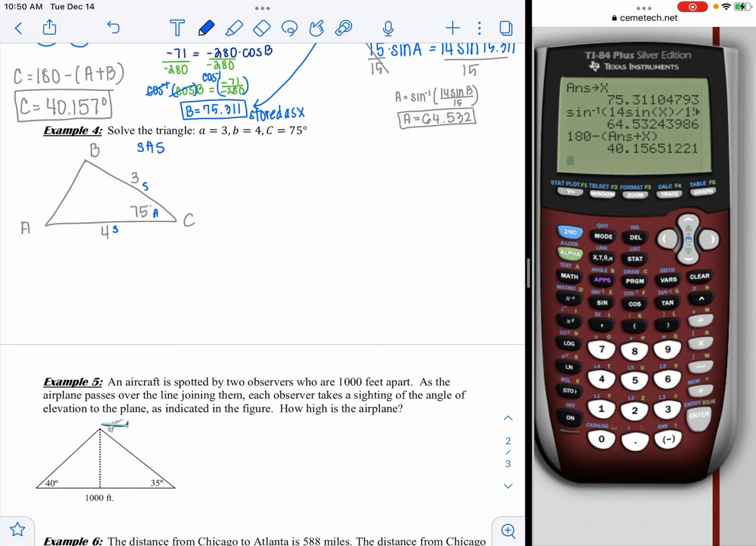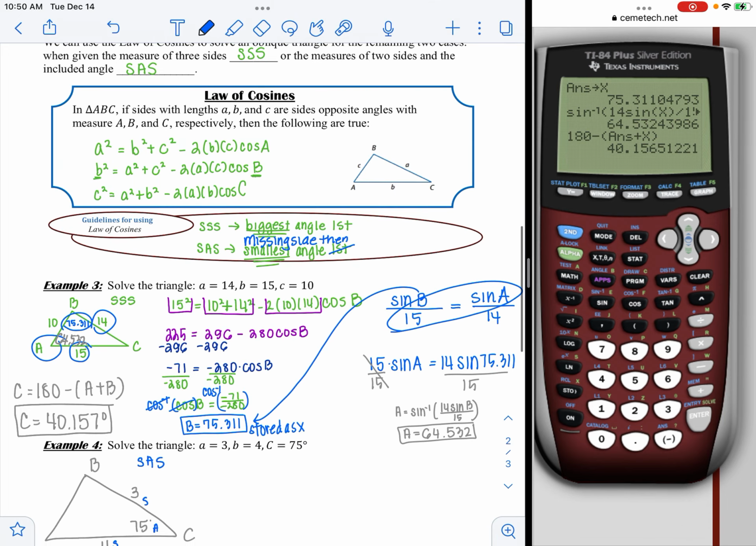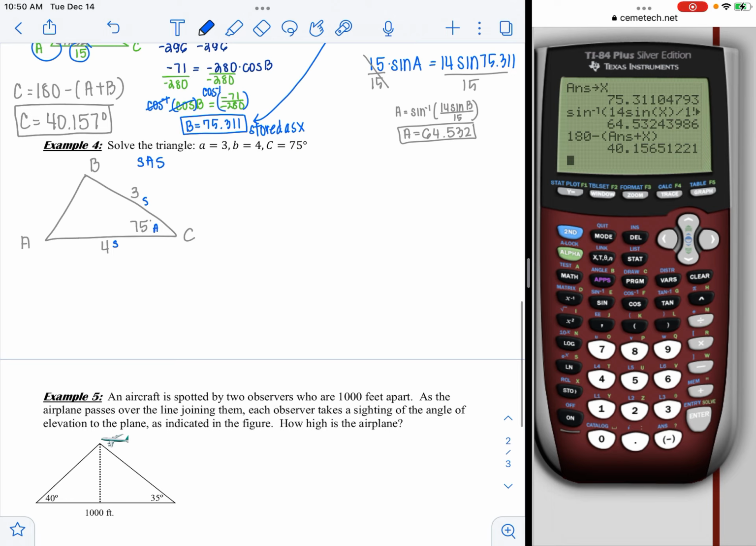So you need to find the smallest angle first, but before you find the smallest angle, you have to find the missing side. So you find the missing side first. I should have written that first. Missing side, then smallest angle. Okay, so missing side first. So our missing side is C.